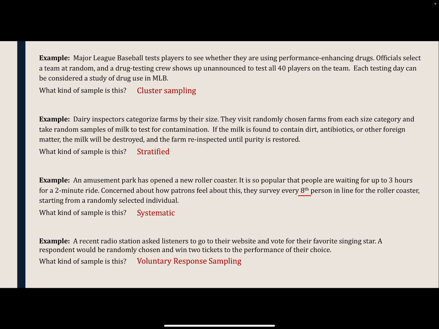This is voluntary response sampling. The radio station isn't targeting certain individuals. They're not choosing their sample. They are just throwing out the survey and trying to entice people to come in and fill it out.